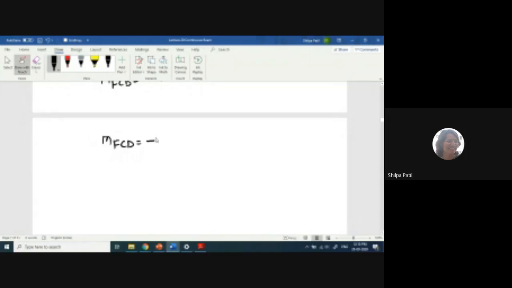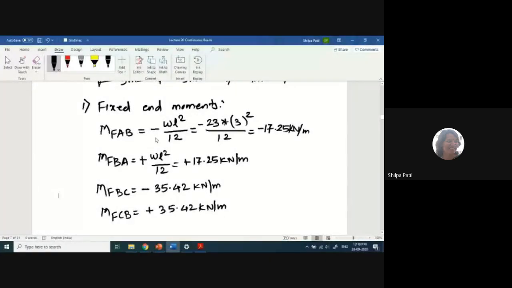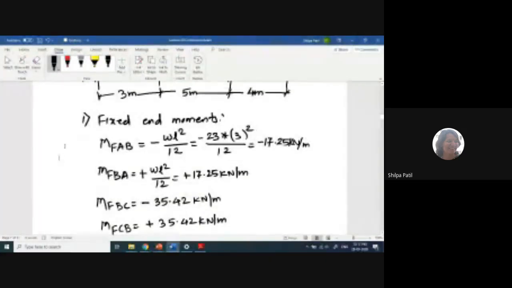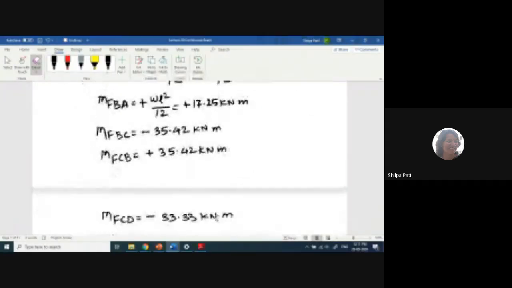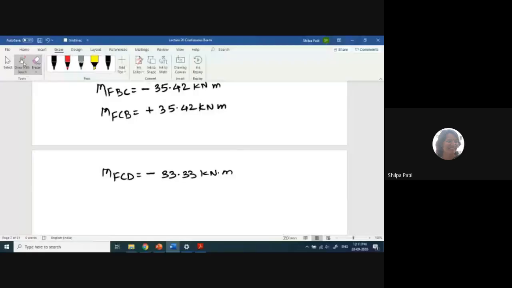Tell me the value now for MFCD. 33.33, kilonewton meter. Kilonewton per meter square नाही. Kilonewton meter. इकडचं पण चुकलंय सगळं. So this is kilonewton meter. Okay. And similarly, MFDC will be plus 33.33 kilonewton meter.